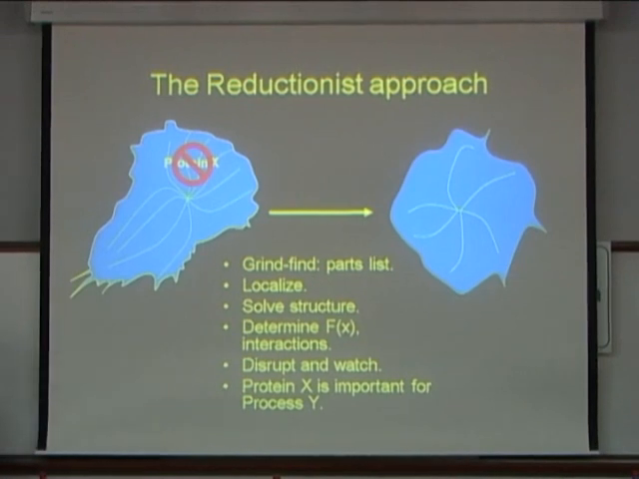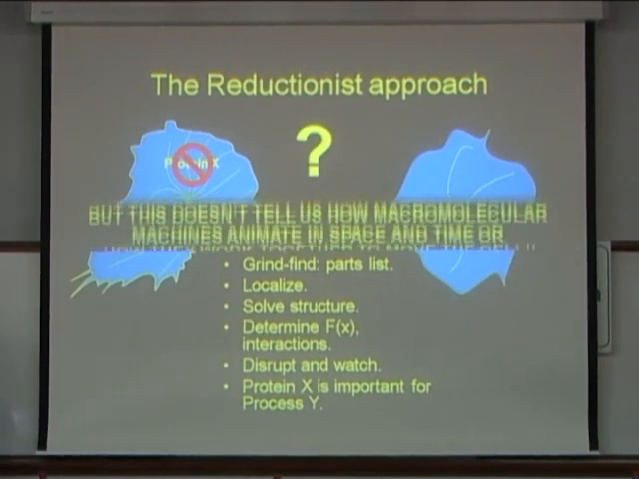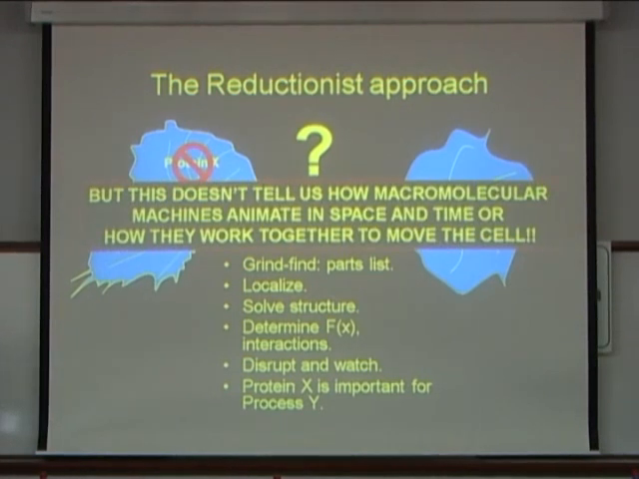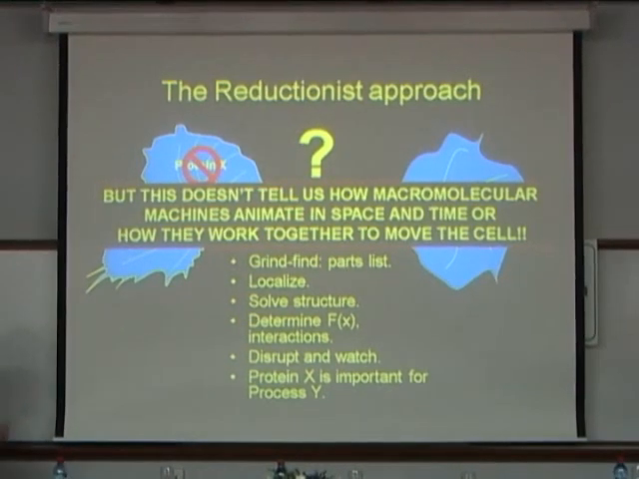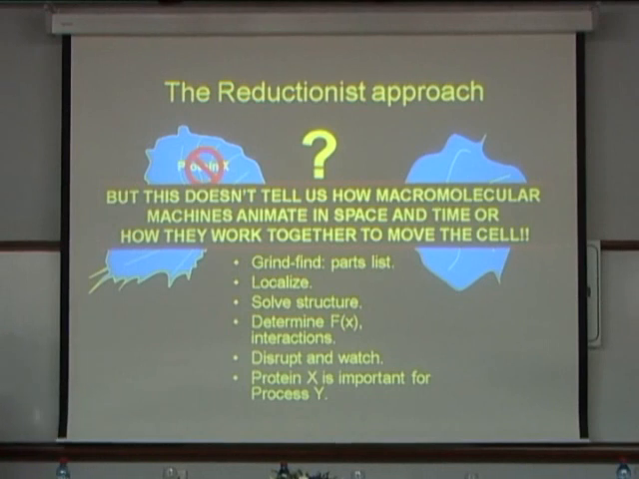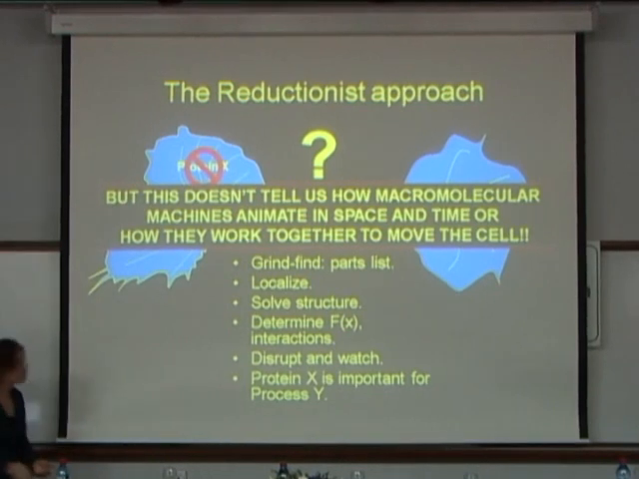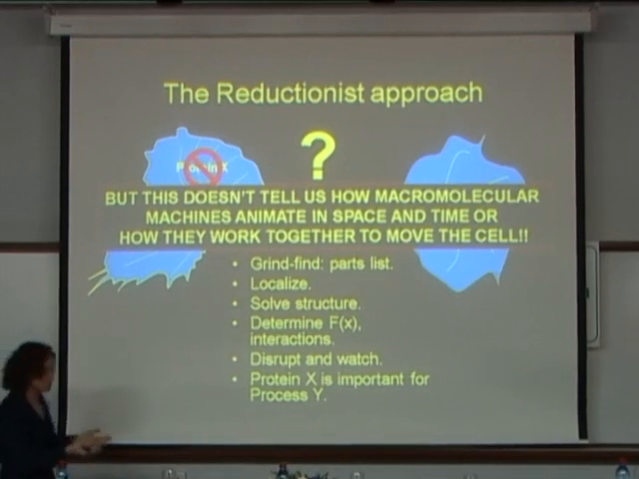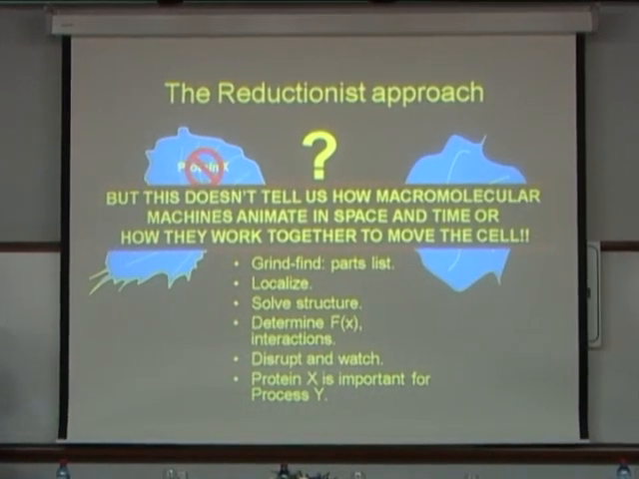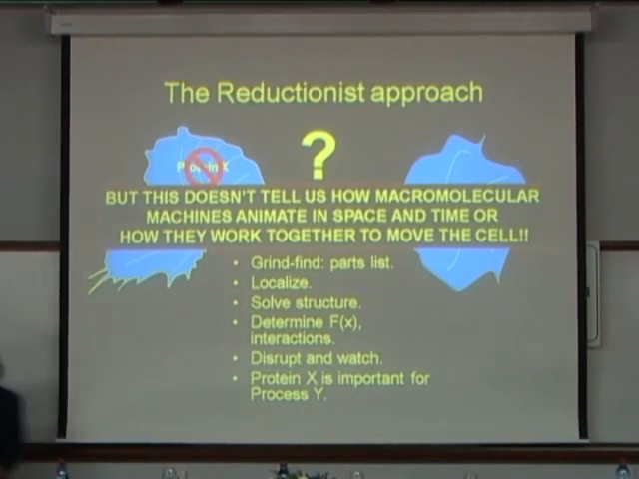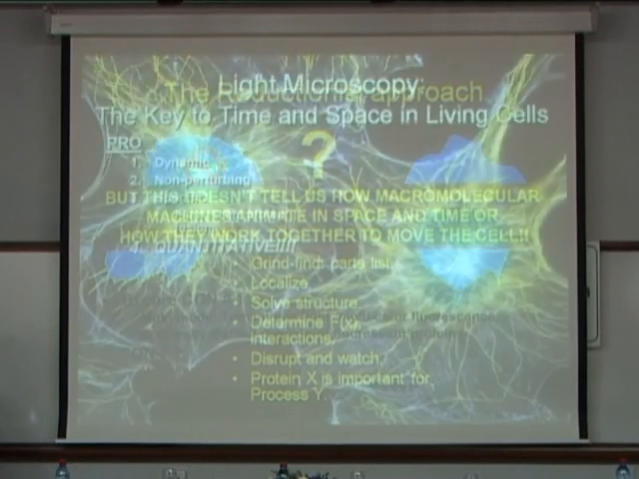But the problem with that approach is that it doesn't tell us how macromolecular machines animate themselves in space and time, or how they work together as an integrated system to move the cell. And in the end, if we don't know that, we really don't know how protein X functions in this process, and therefore we're not going to know how protein X, if it's mutated, contributes to human disease. So we really need to understand how the macromolecular machines are integrated with each other in space and time in order to understand a fundamental process like directed cell migration.